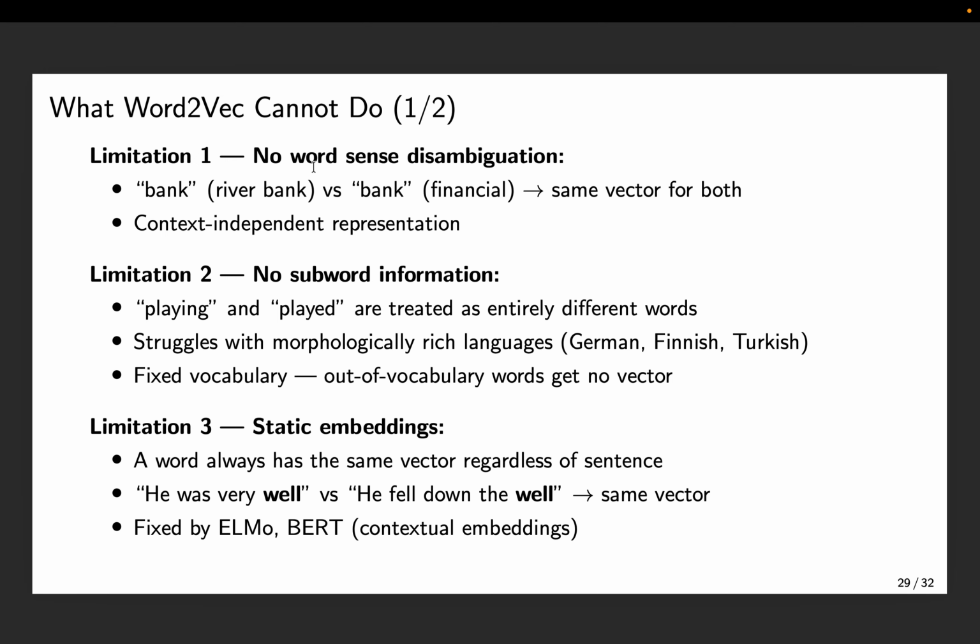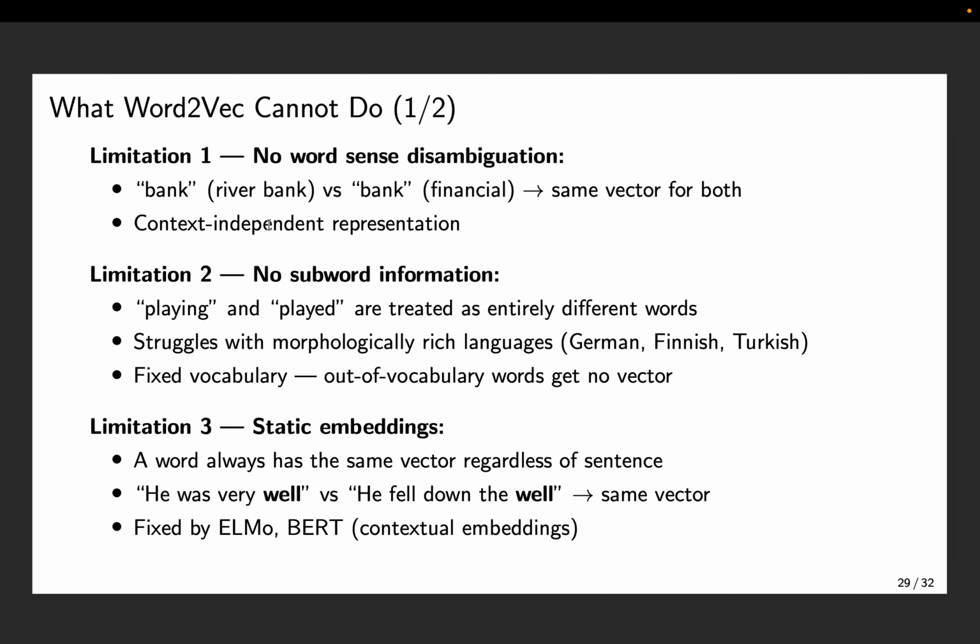Every paper, including word2vec, has limitations, and it's important to understand these because they motivated a lot of subsequent research. The first limitation is no word disambiguation. The word bank can mean the financial institution or the bank of a river. Word2vec gives bank a single vector, an average of its two meanings, and this is a fundamental limitation of context-independent representations.